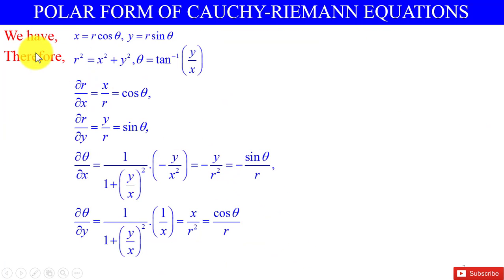We have x = r cos θ, y = r sin θ. Therefore, squaring these expressions, we have x² + y² = r²(cos²θ + sin²θ). Therefore, r² = x² + y², and θ = tan⁻¹(y/x).